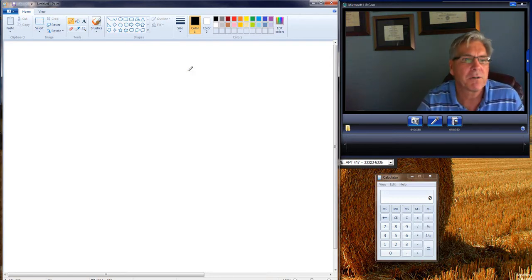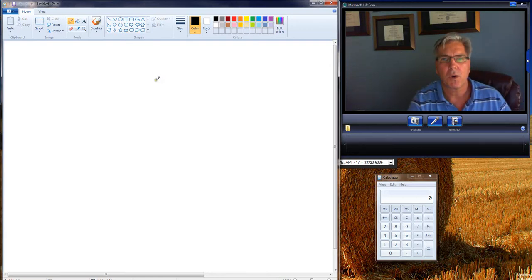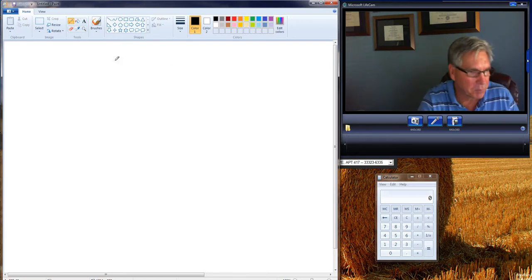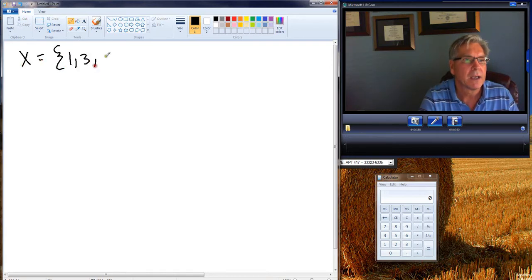To help us figure out how we calculate standard deviation, the first thing we want to do is try an example. I'm going to use page 82 as our guide. That tells us how to find the variance and the standard deviation for a population. So I'm going to use X just to describe a group of numbers, and the group of numbers I'm going to use are 1, 3, 5, 7, and 9.